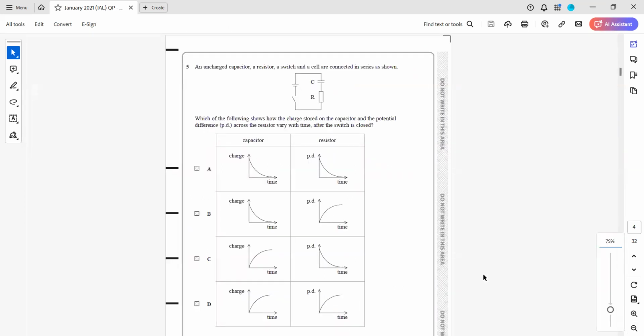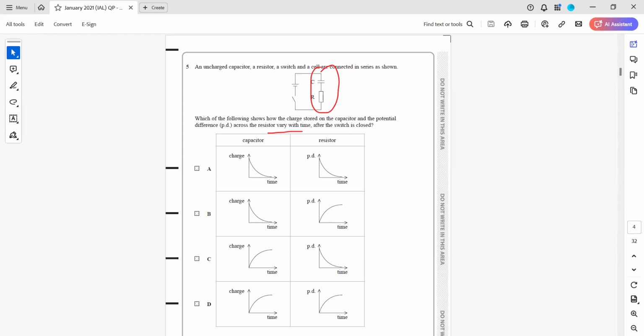We have an uncharged capacitor and a resistor. So the total voltage will divide between the capacitor and the resistor. Which of the following shows how the charge stored in the capacitor and the potential across the resistor change? So first, when the capacitor starts to charge, the charge stored in the capacitor will start to increase.